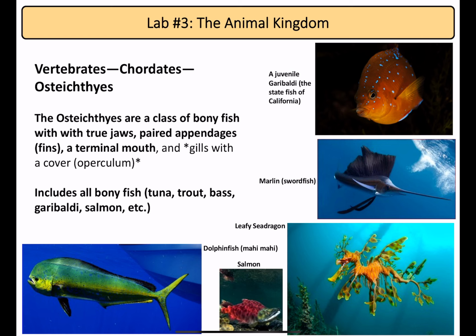Next, we have the bony fish, also known as osteichthyes. They also have jaws and paired appendages. The difference is their mouth, like I said, faces straight out, it's terminal, and their gills are covered. So this includes all fish that have bones, which is pretty much all fish. So I gave you a few examples: the state marine fish of California, the Garibaldi, a swordfish, a close relative of the seahorse known as the leafy sea dragon, a salmon, and a dolphin fish.